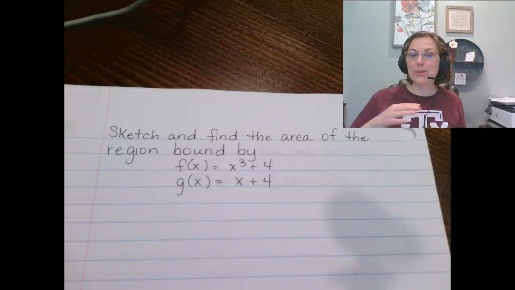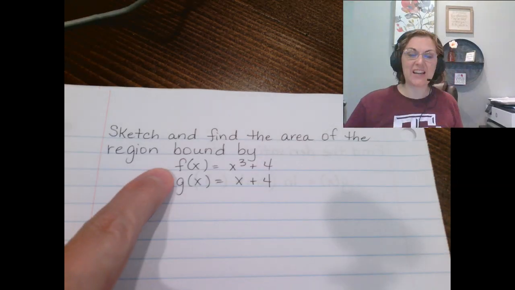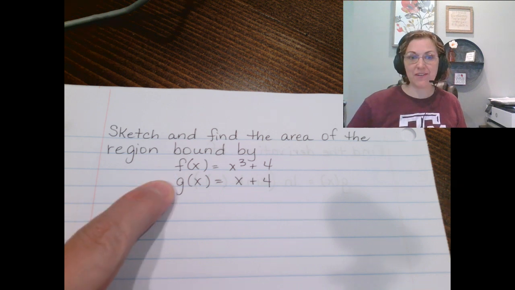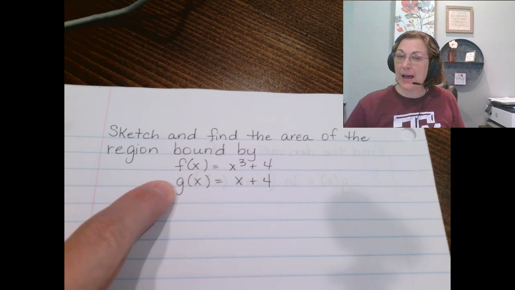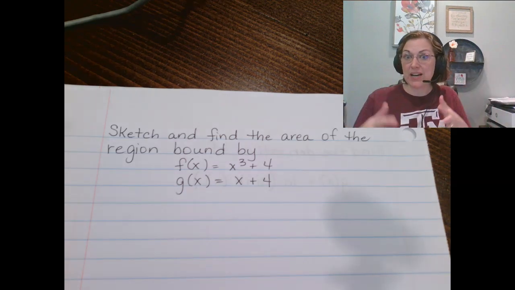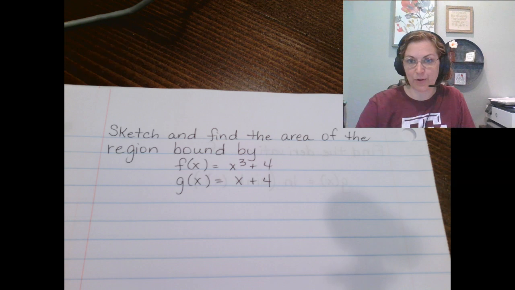We're going to take a look at the region bounded by two curves, f of x equals x cubed plus 4x and g of x equals x plus 4. I'm going to use the Desmos graphing calculator, so I'm going to link it below. That way you can access it. It's a free online graphing calculator.